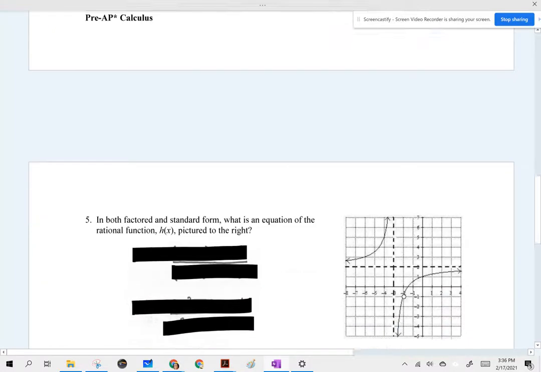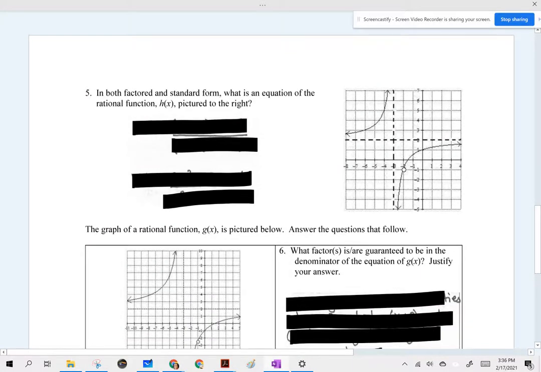All right, now let's take a look at 5. It says, in both factored and standard form, what is the equation of the rational function? Well, the first thing is, it is easy for you to put things in factored form. So let's start with the denominator. Notice that the vertical asymptote is x equals -3. So in factored form, it's going to be x plus 3, and then you also have the hole at x is equal to -2. So let's make sure that we put that in factored form.